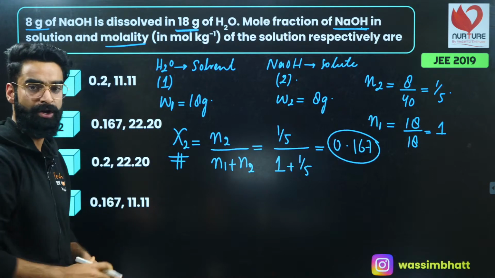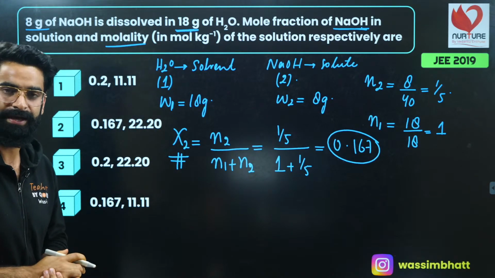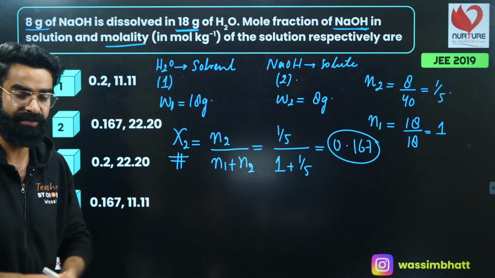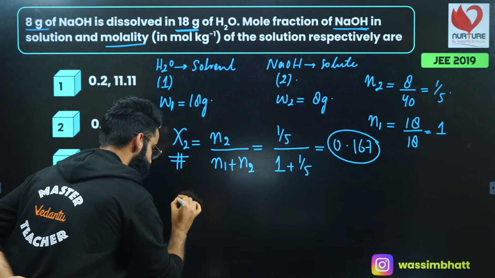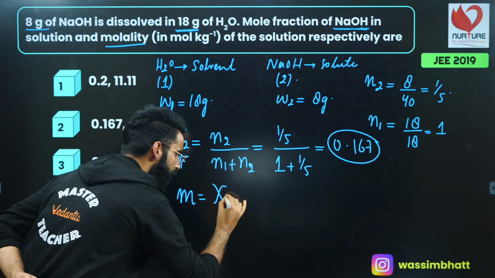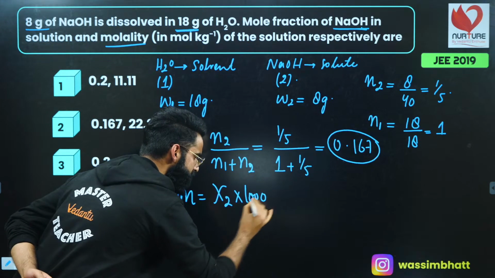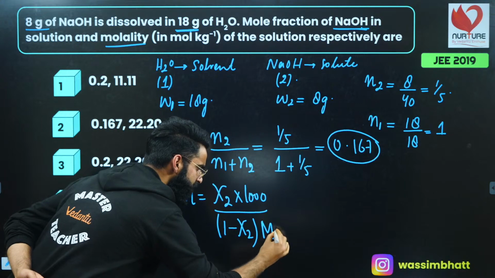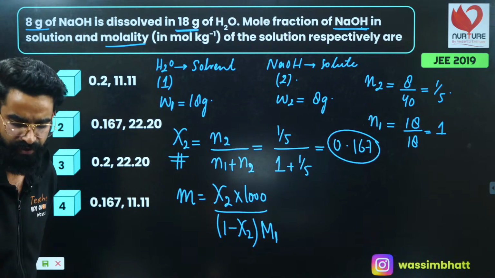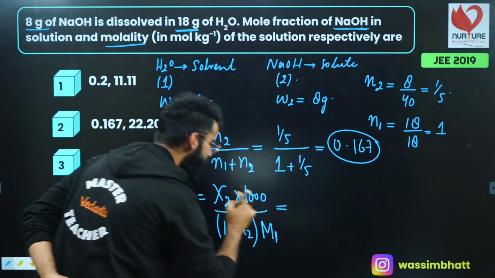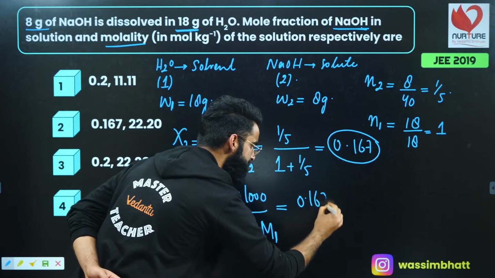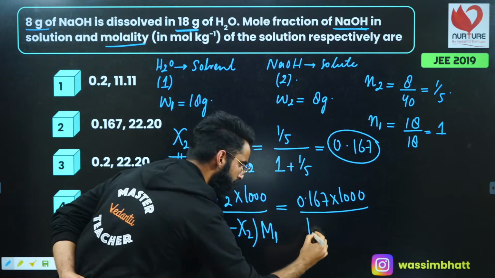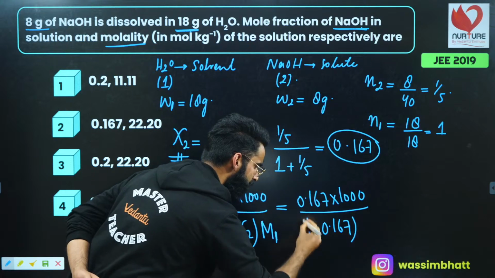Now the second part of the question, we are supposed to calculate molality of the solution. If you remember, I gave you one direct result between molality and mole fraction. If you do not remember, then remember from now onwards. Molality is equal to mole fraction of solute multiplied by 1000 divided by 1 minus mole fraction of solute multiplied by molar mass of solvent. Yeah, this was one direct result which I gave you. Mole fraction of solute I got to know as 0.167, multiplied by 1000 divided by 1 minus chi2, 1 minus 0.167 multiplied by M1.